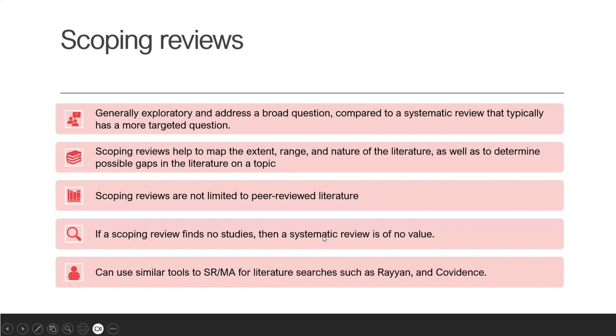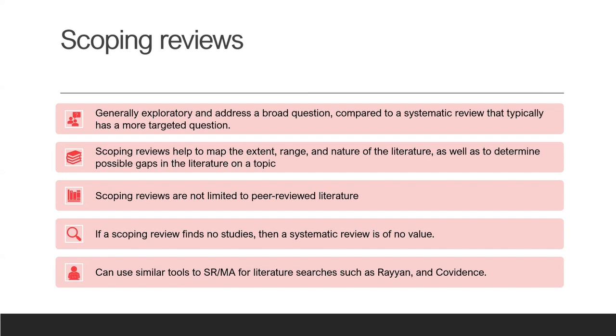Scoping review is generally exploratory and it looks at a broad question. It doesn't look at something like a systematic review. It's looking at a broader concept. Compared to a systematic review, which looks at a more targeted question and a targeted outcome, this is entirely different.